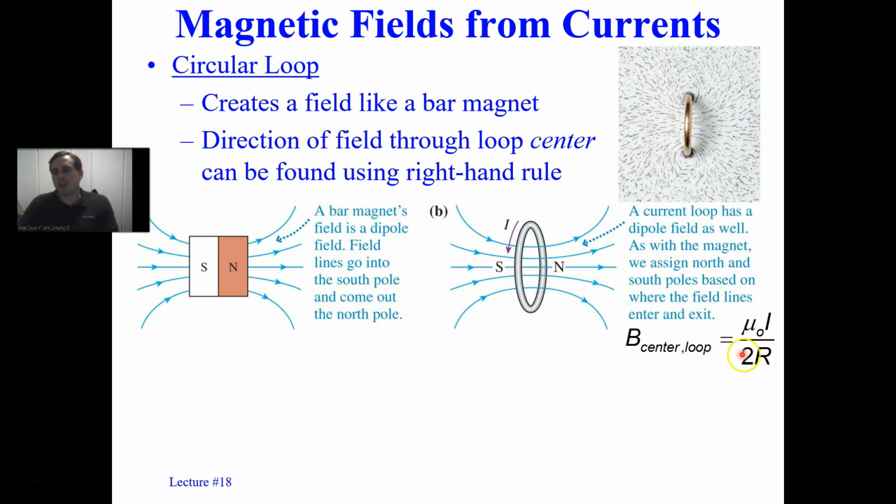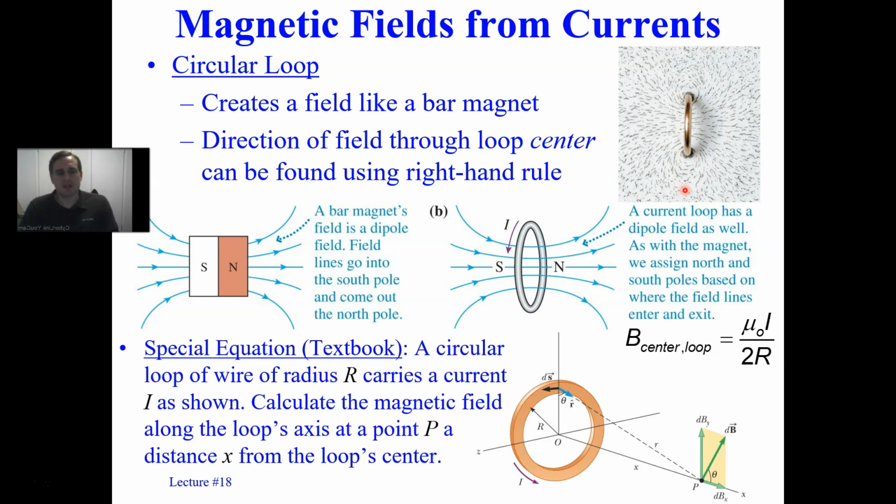Now, I'm not going to go through the derivation, but at the very center of this loop, the magnetic field at the center is mu naught I over 2r. Notice I didn't say mu naught I over 2 pi r. I said mu naught I over 2r. So that's the correct equation for the magnetic field magnitude at the center of the loop. By the way, if you're not at the center of the loop, in general, it's very complicated to calculate. So I'm not going to discuss that in this lecture.